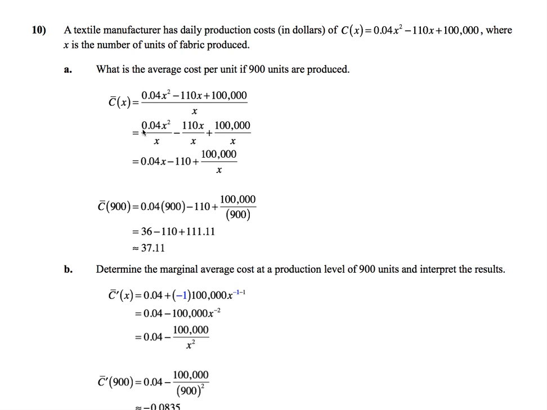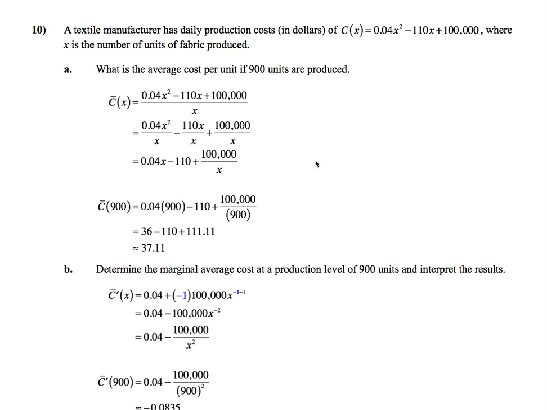And so we have 0.04x squared over x. One of the x's cancels, and that leaves 1x here. And then we have negative 110x over x, and of course the x's cancel, and that just leaves us minus 110 here. And then the 100,000 over x can't be simplified in any way, so we just write it this way as 100,000 over x.